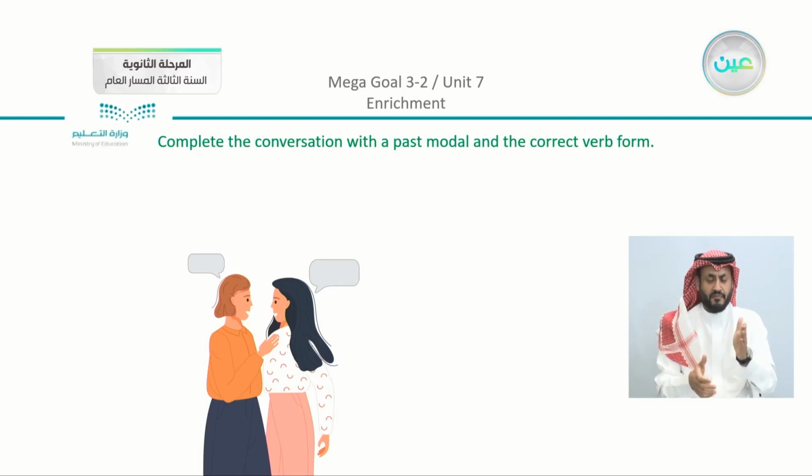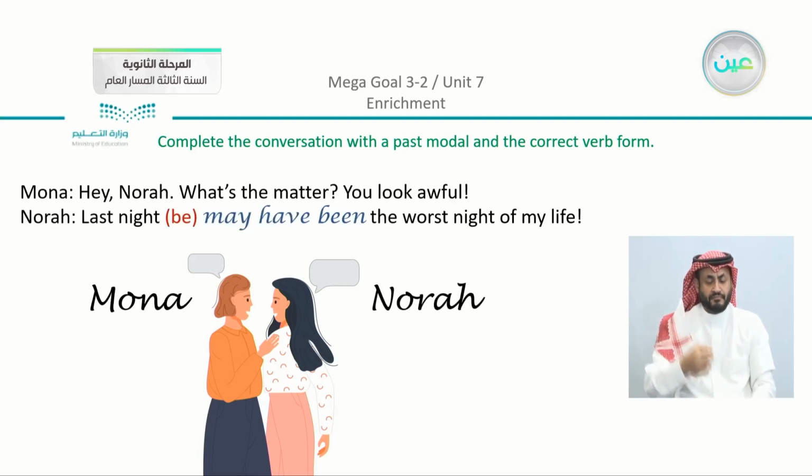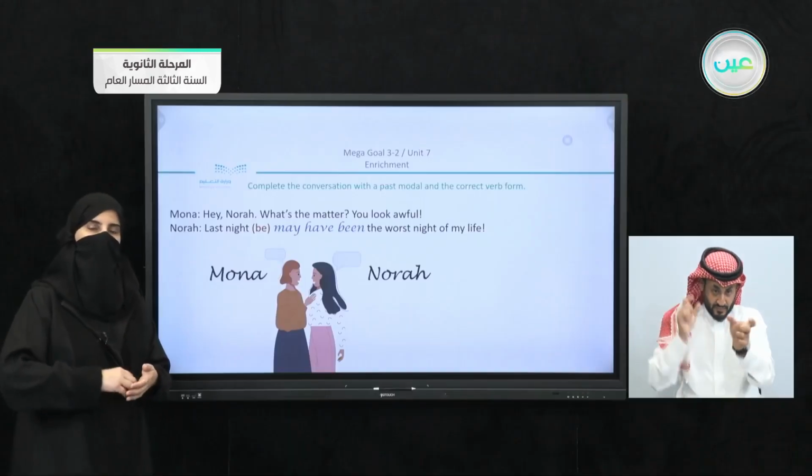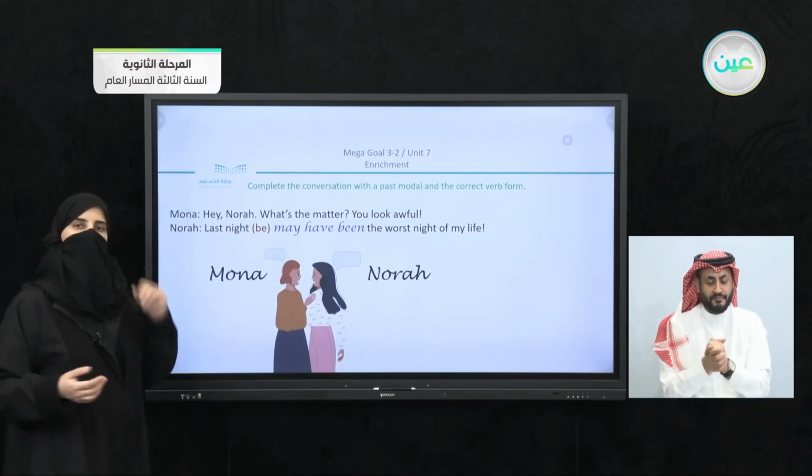Now actually in this exercise we are going to complete the conversation between Muna and Noura. Now in this conversation we are going to complete it with a past modal and the correct verb form. Here we have, for example, Muna: Hey Noura, what's the matter? You look awful. Noura says, last night, with a verb between brackets, which is be here. Last night may have been the worst night of my life. So we are going to apply the modals that we studied and the complete structures in the past in our conversation.